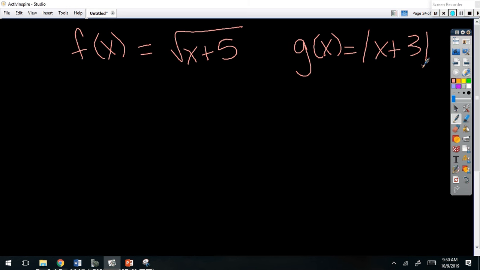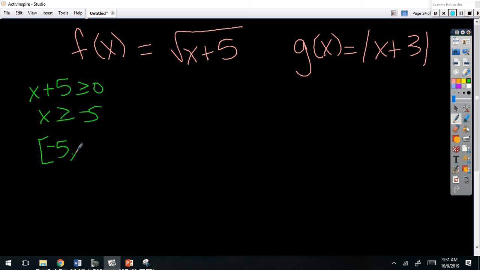What's the domain of f? Oh, wait a minute. Negative infinity to 5. It's got to be greater than or equal to 0, right? All right, so if x is greater than or equal to negative 5, is that negative infinity to negative 5 or is that negative 5 to infinity? Negative 5 is the smallest it can be, and then it goes up from there, exactly.